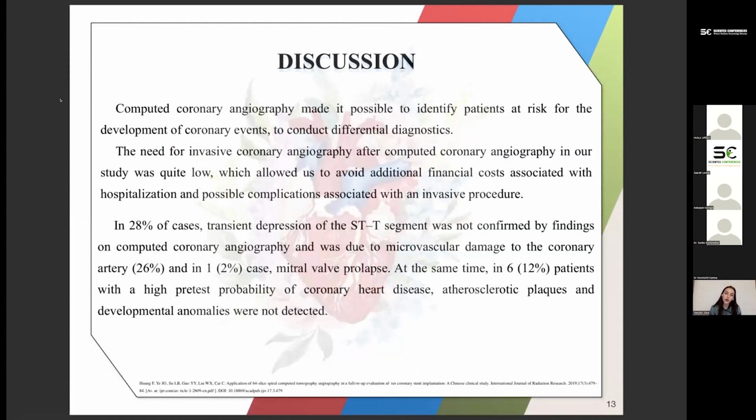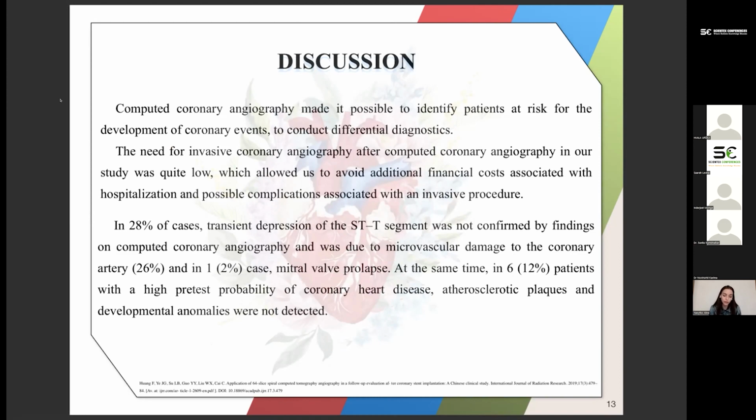Discussion. As follows from the results of the study, computed coronary angiography made it possible not only to identify patients with the risk of developing coronary complications, but also to conduct differential diagnosis on an outpatient basis without resorting to an invasive method. In our study, a large number of patients with muscle bridges were found. According to the literature, there are large differences in the frequency of their detection. The prevalence of muscle bridges varies considerably from 4 to 60%.